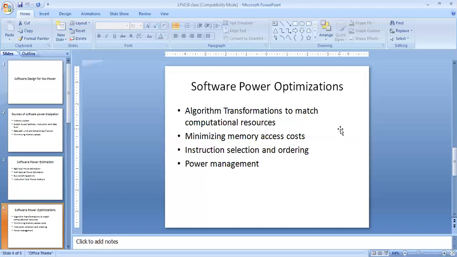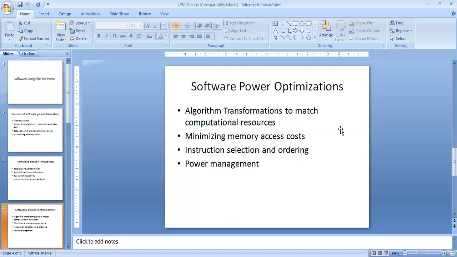Okay. Then the next one is instruction selection and ordering. Instruction selection and ordering means it should be possible to select a code sequence that minimizes power and energy. You have to choose the instruction in such a way that it consumes lesser power. There may be instructions which give the same output, but you have to choose the least expensive instruction. That is the point.